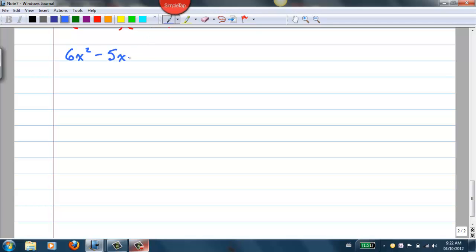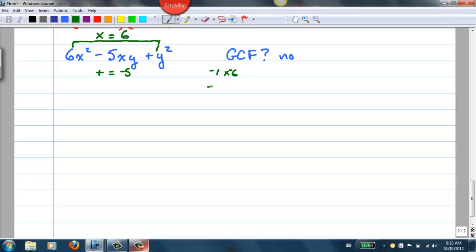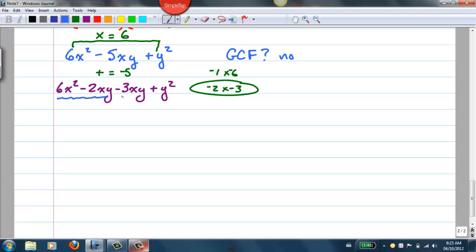The next one has one of those mixed up middle terms again, 6x squared minus 5xy plus y squared. No greatest common factor, so we look for two numbers that have a product of the first and the last. In this case, that's a product of 6 and a sum of negative 5. If the product is positive but the sum is negative, both numbers must be negative. In this case, negative 2 and negative 3. We use that to break up the middle term.